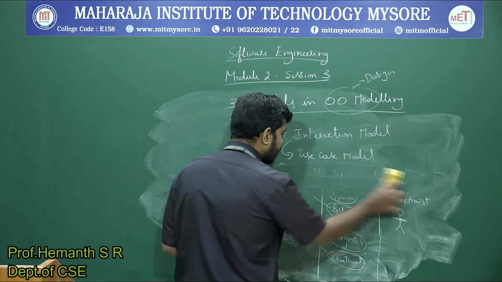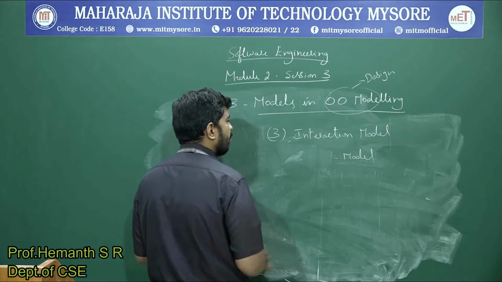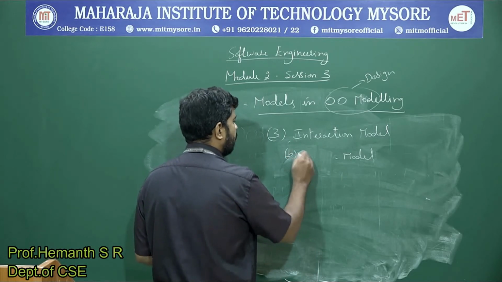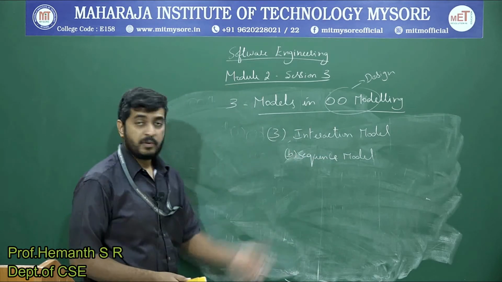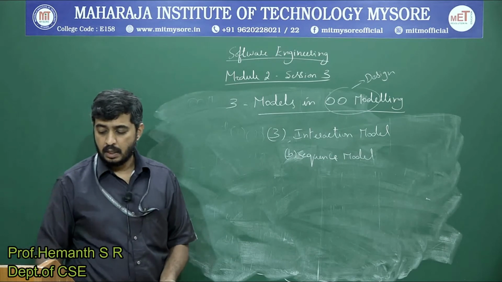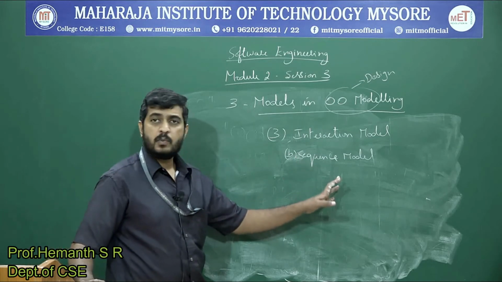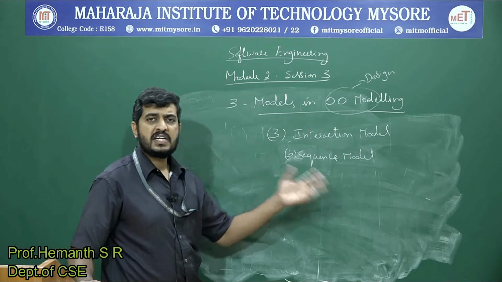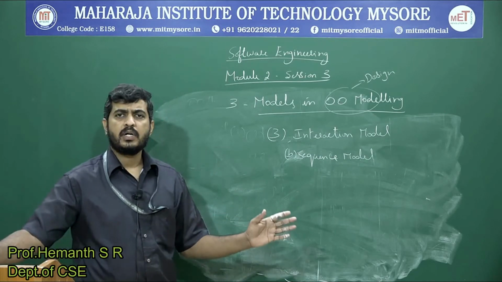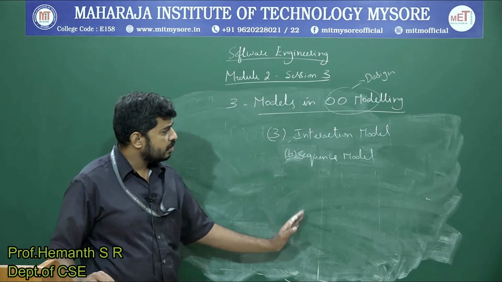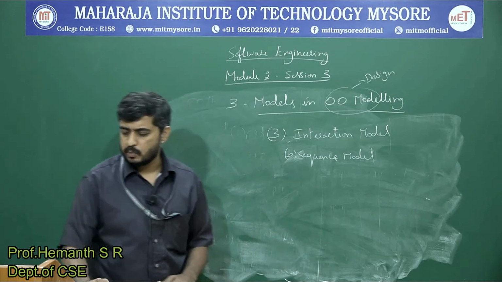The next one is a sequence model. So a sequence model, which is also a type of interaction model, but the point here is, in a sequence model, we depict how the objects are interacting over a period of time. Okay, in a time sequence, at what time what interaction is happening with respect to the object. So that is demonstrated in the sequence model.